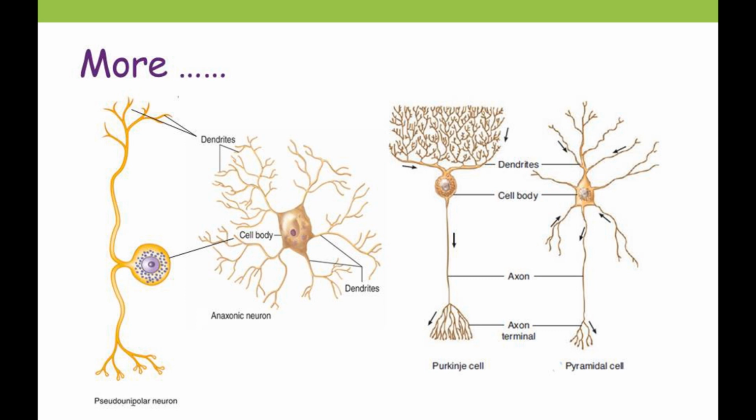The last one is a pyramidal cell, where the cell body is shaped as a pyramid. Again, it's a multipolar neuron because it has several projections or extensions from the cell body.